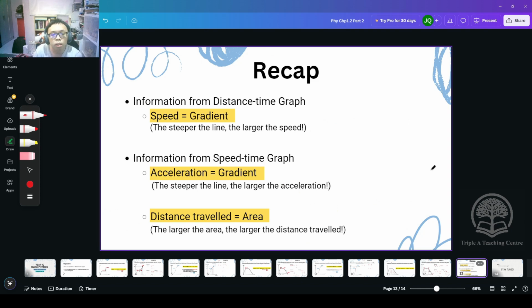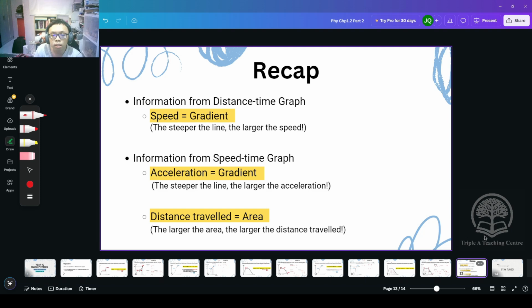So let's recap what we learned today. We learned that we can get information from the distance time graph. For example, speed we can get from the gradient. The steeper the line, the larger the speed. Remember this. So for the speed time graph, we can get acceleration and distance travelled. If you want to find acceleration, we get it from the gradient. If you want to find distance travelled, we get it from the area.